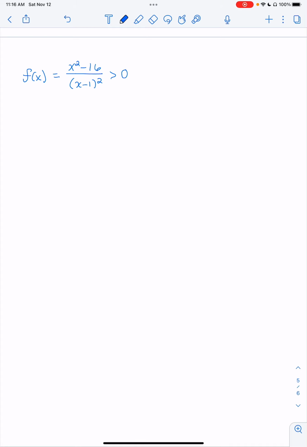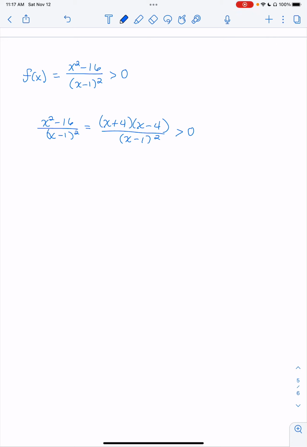So the first thing that we want to do is factor the polynomial. The bottom is already factored, but the top isn't. So x squared minus 16 over x minus 1 squared is equal to x plus 4 times x minus 4 all over x minus 1 squared. And we want to know when this is greater than 0. So we're really just looking at the sign. We want to look for points where the sign could change, so we want to look at asymptotes and at roots.